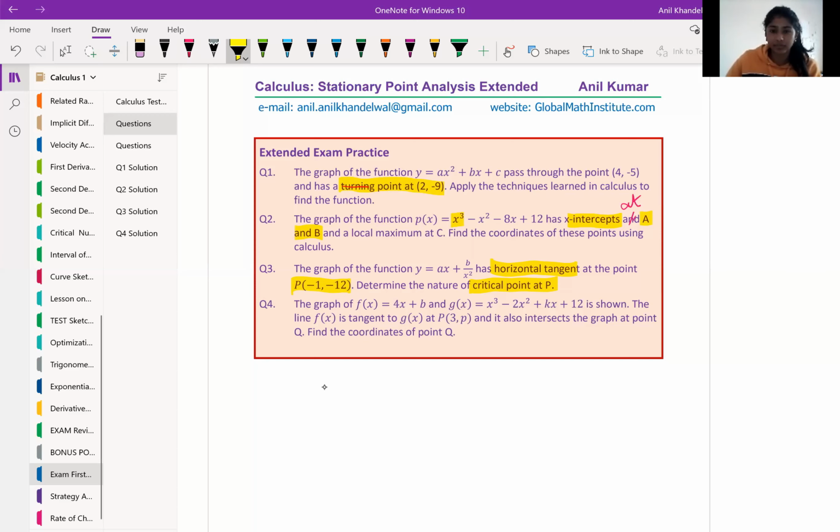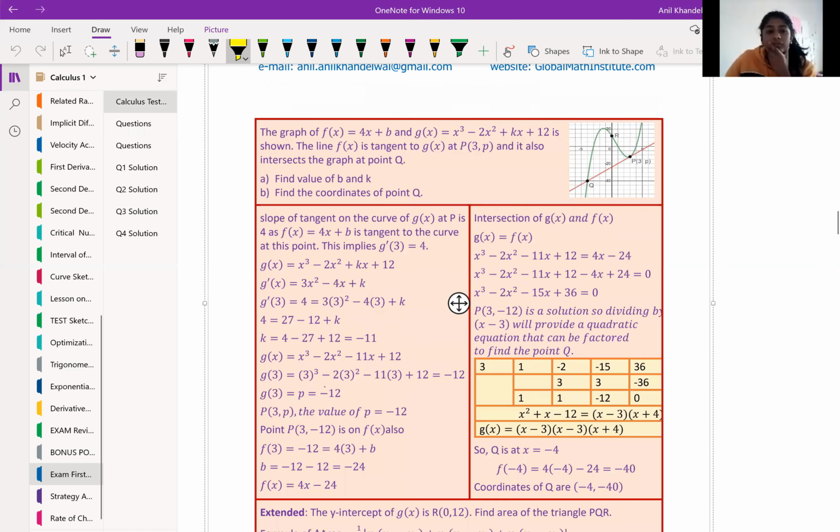How about question number 4? Can you read it again, please? The graph of f of x equals 4x plus b, and g of x equals x cubed minus 2x squared plus kx plus 12 is shown. The line f of x is tangent to g of x at point P, and it also intersects the graph at point Q. Find the coordinates of point Q. Okay, so the graph should have been shown here. Let me see if I can show you the graph.